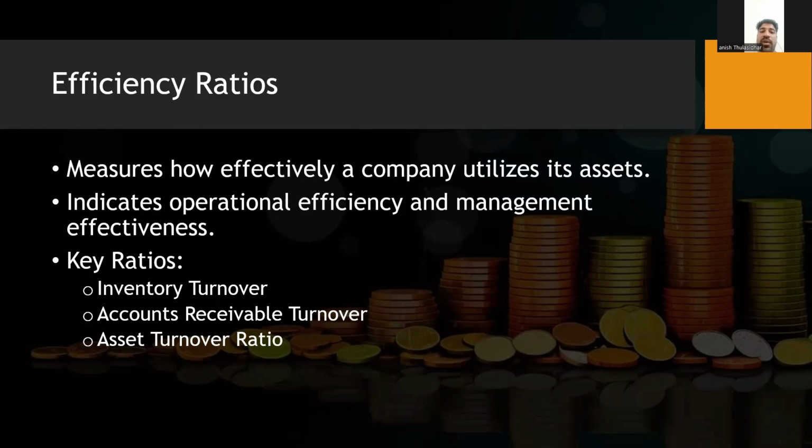Accounts receivable turnover is equal to revenue divided by average accounts receivable. Asset turnover ratio is equal to revenue divided by total assets. A higher value indicates better resource utilization and operational efficiency.